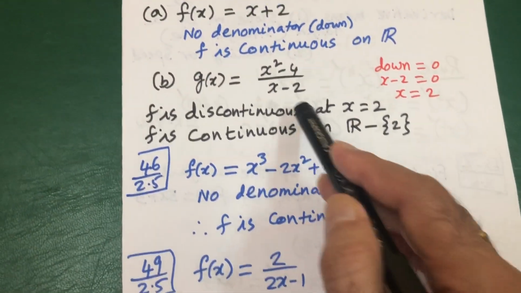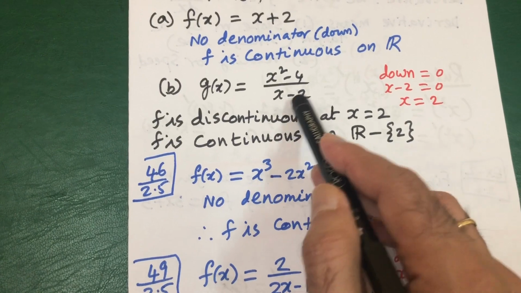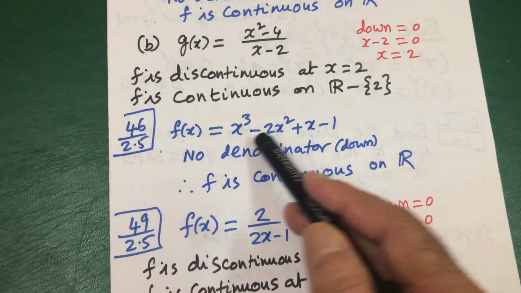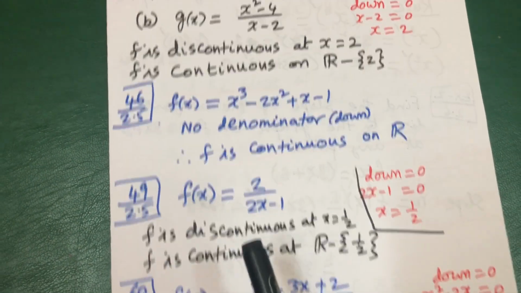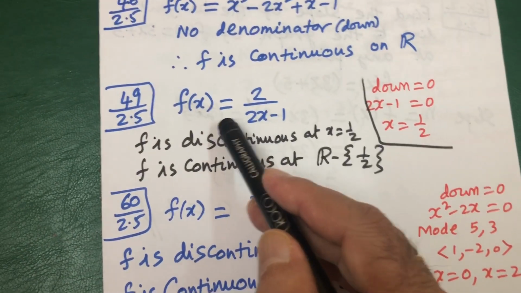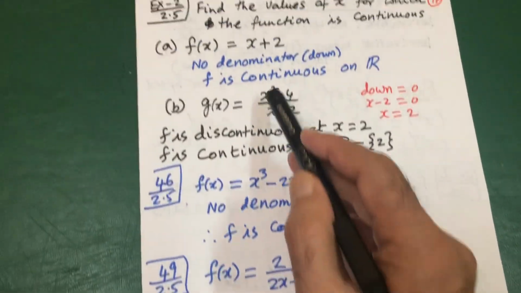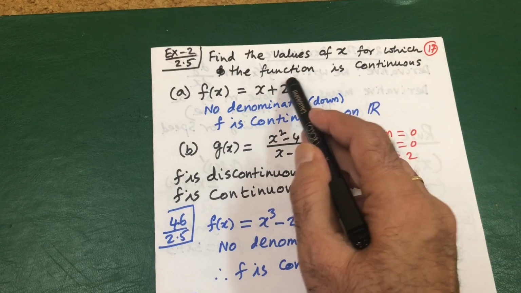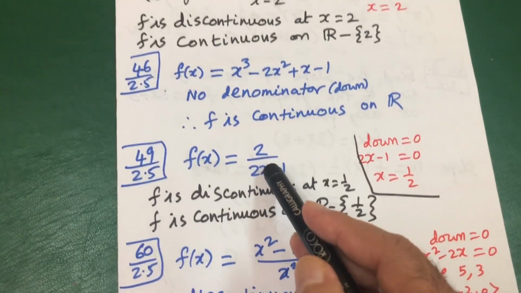If there is a denominator like this, then we will remove it. Because there is no denominator, no need to remove it. Let us do one more. Here is a function. What is the question? Find the values of x for which the function is continuous. Find the continuous or discontinuous function.